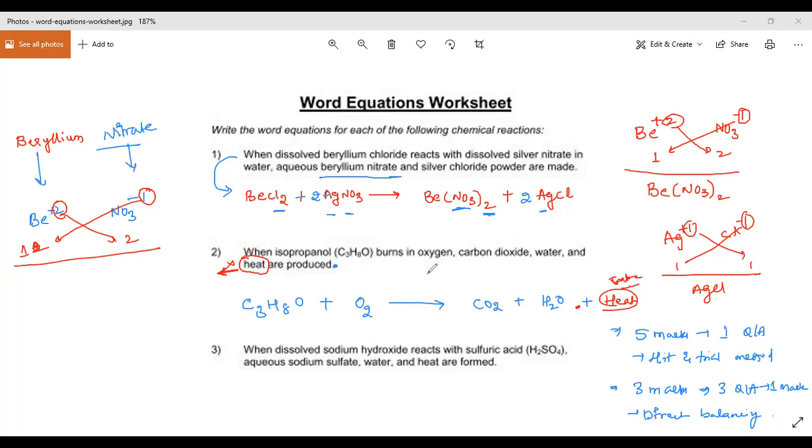Oxygen. Carbon. Which one is simple? Oxygen, sir. Oxygen is simple. In each compound, oxygen is there. Carbon is there. You have carbon 3 here, and only 1 is there, right? Start with carbon.